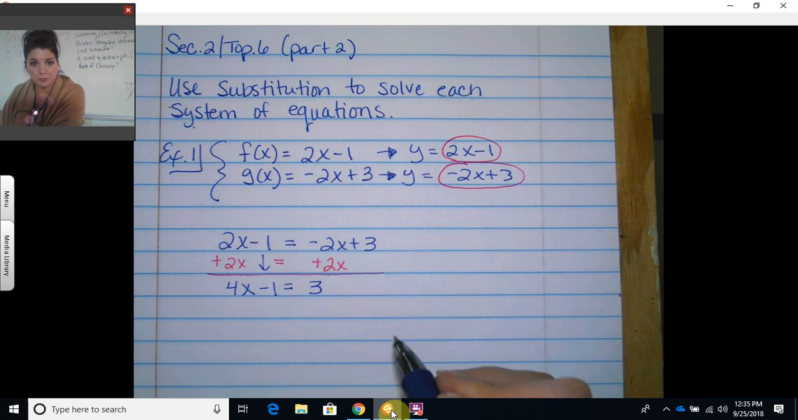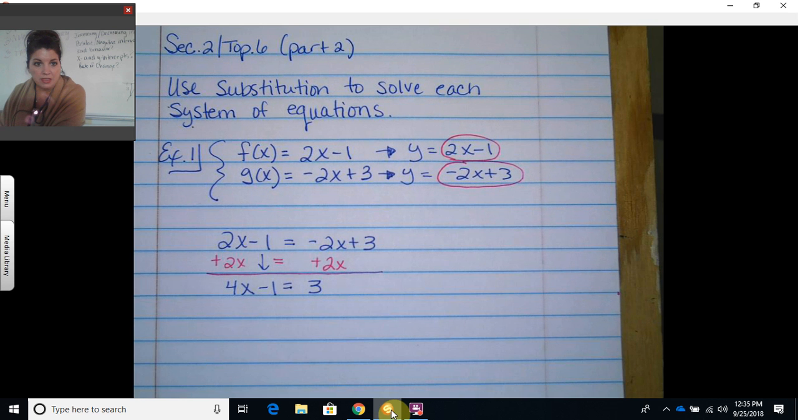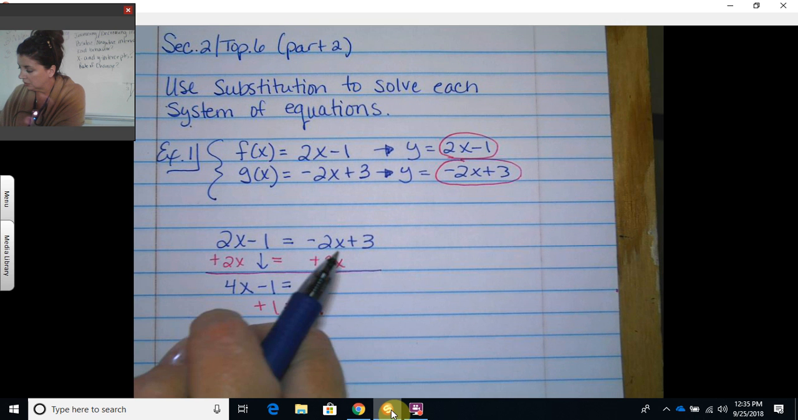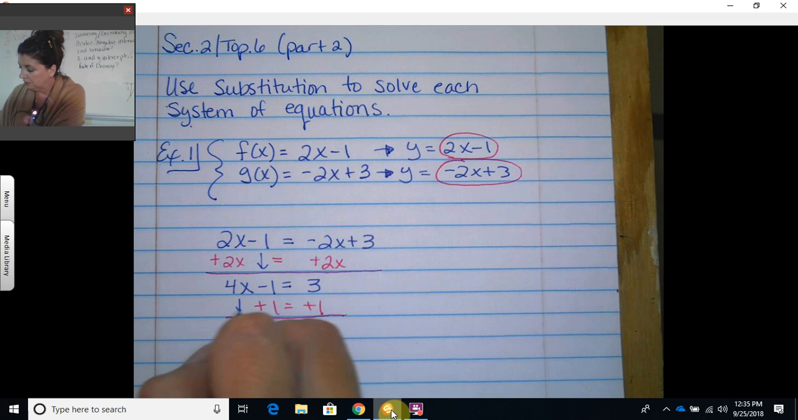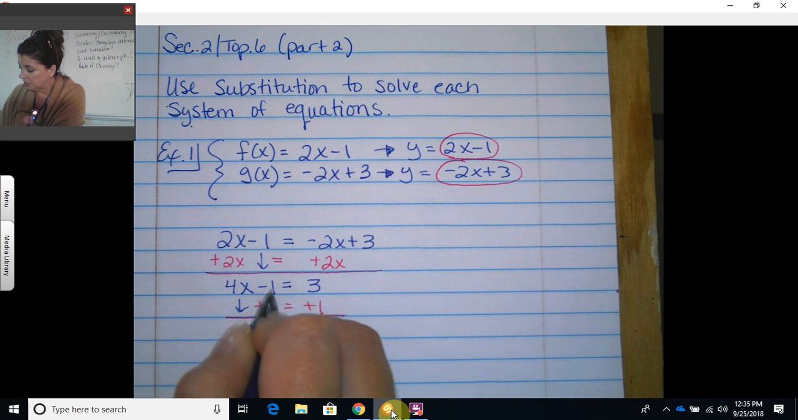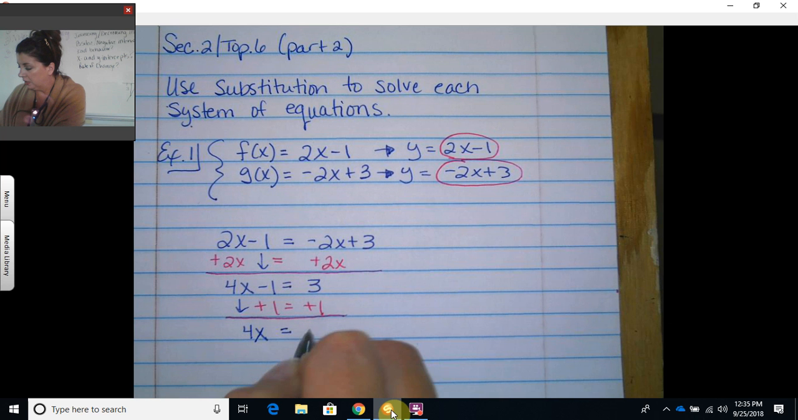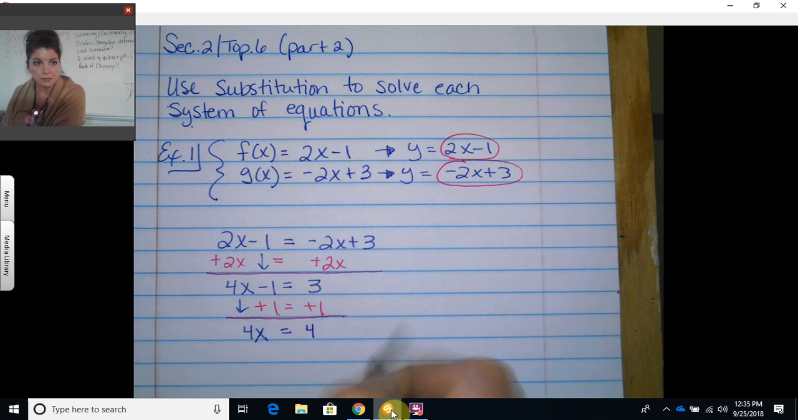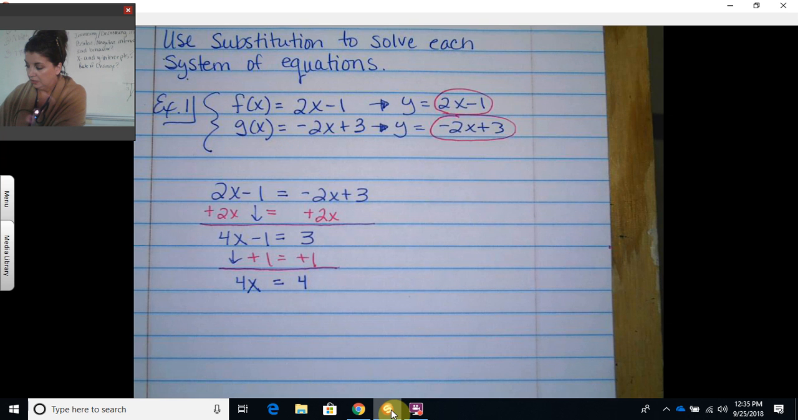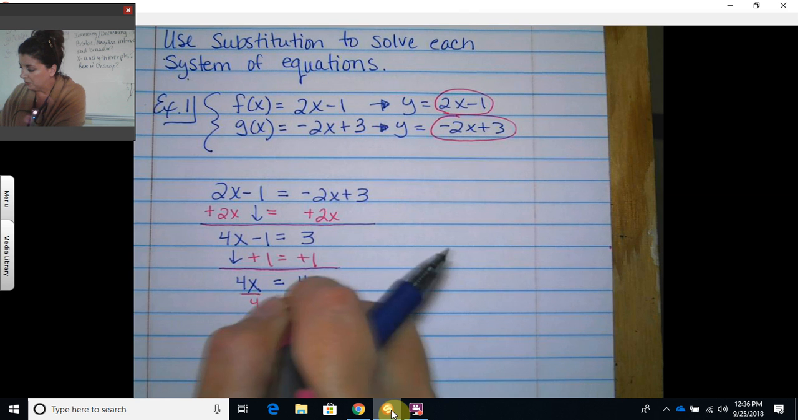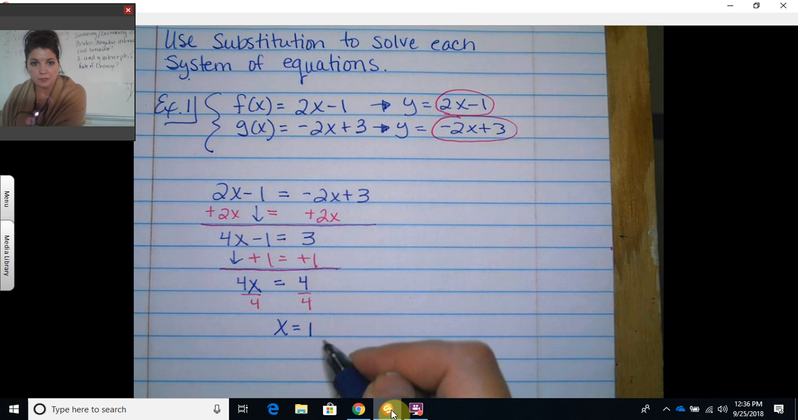Then we will add 1 to both sides. We're trying to isolate the x. So we have, bring down the 4x. Negative 1 plus 1 is 0. We don't need to bring that down. Bring down your equal sign, and 3 plus 1 is 4. Now, we're almost there. We need to divide by 4. So x equals 1.